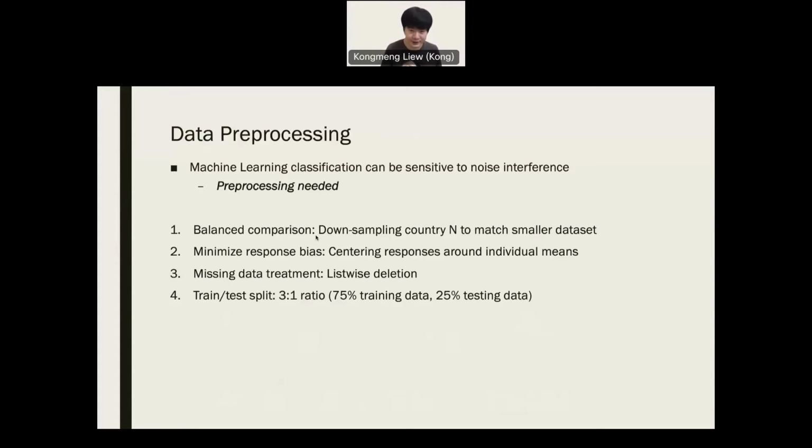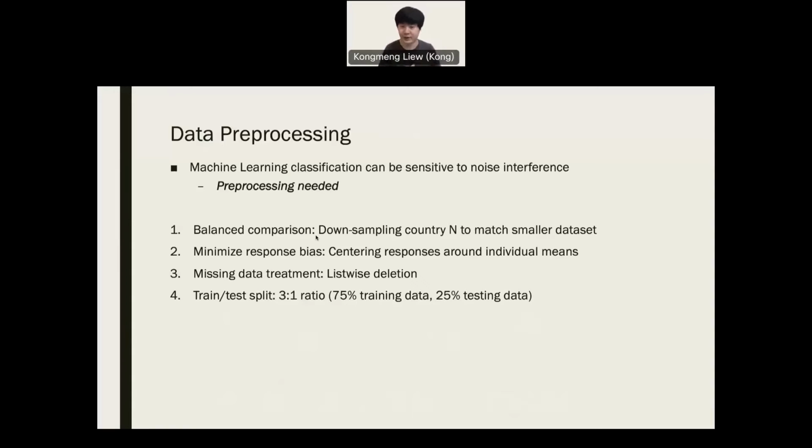And so we first need to process the data, because machine learning tends to be very sensitive to noise interference. So we needed to do a few steps to make sure everything is in order. We first match the samples. We didn't want to have more of one than the other, so we balanced the data set. We also want to minimize response bias, so we centered it around the individual mean scores.